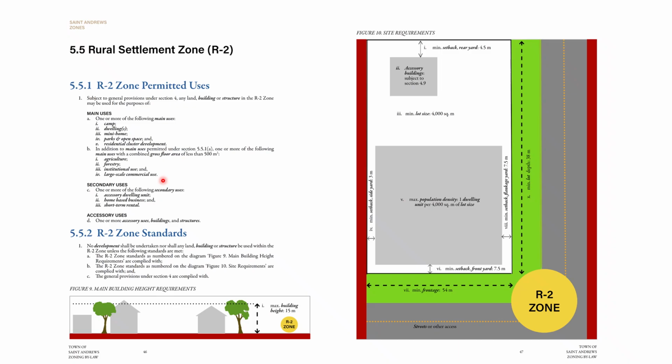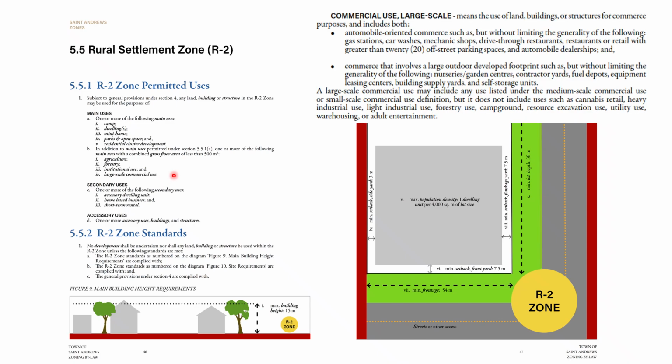I think the lot standards are pretty much the same. So I think the only new definition here is the large scale commercial use. That's the use of land, buildings, or structures for commerce purposes and includes both automobile oriented commerce, such as, but without limiting the generality of the following: gas stations, car washes, mechanic shops, drive-through restaurants, restaurants or retail with greater than 20 off-street parking spaces and automobile dealerships.